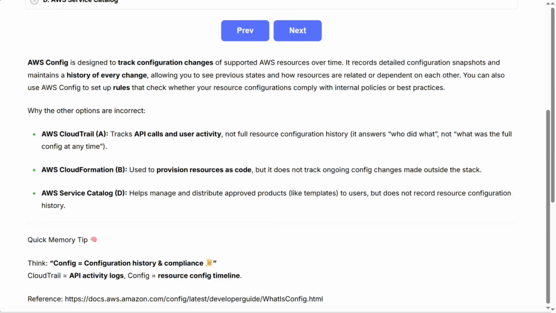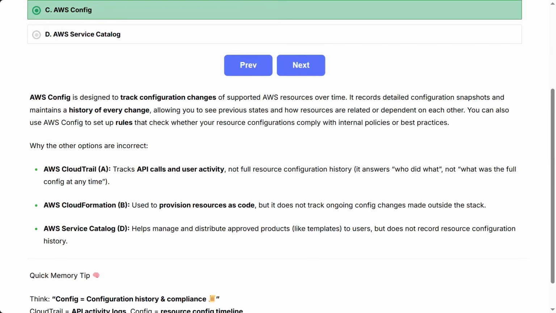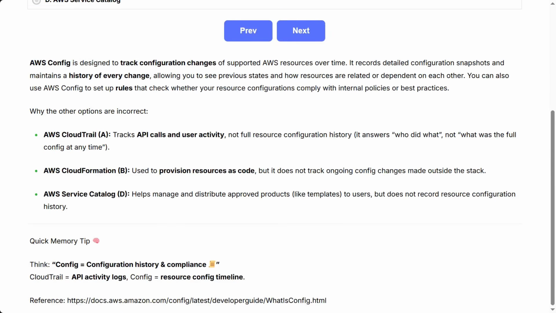AWS CloudFormation (B) is used to provision resources as code, but it does not track ongoing config changes made outside the stack. AWS Service Catalog (D) helps manage and distribute approved products, like templates, to users, but does not record resource configuration history. Quick memory tip, think: Config equals configuration history and compliance. CloudTrail equals API activity logs. Config equals resource config timeline.